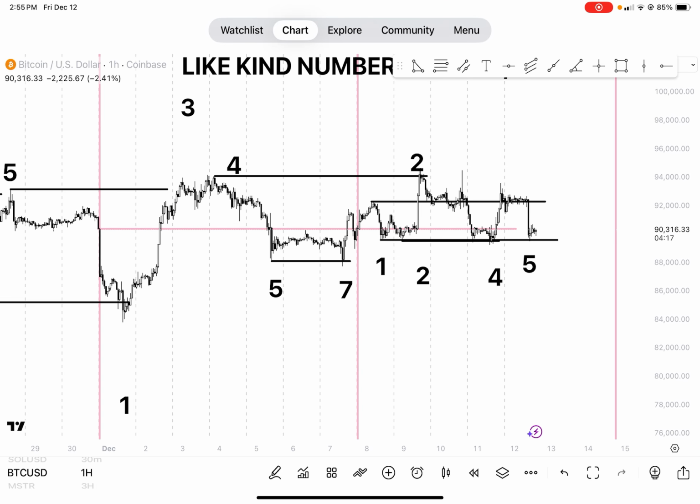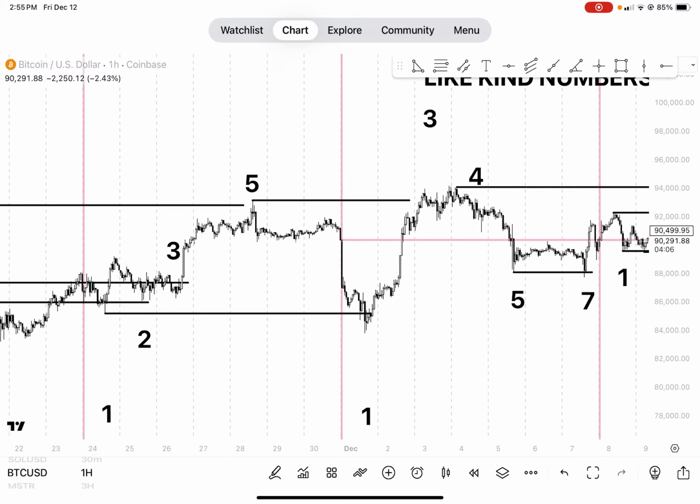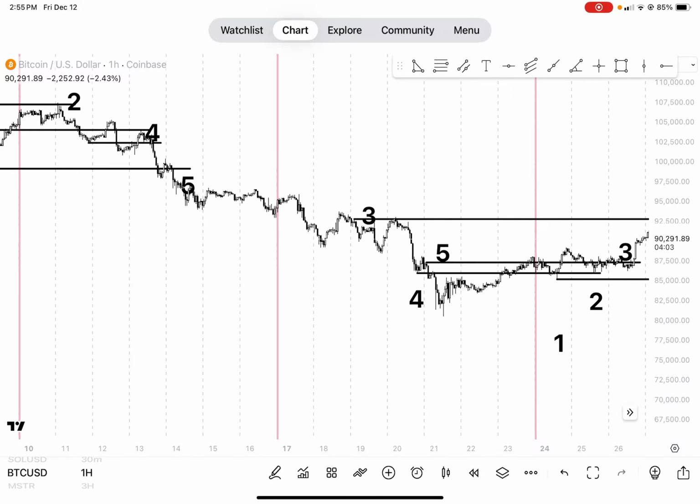So I'm going to start teaching you this right here. I'm going to go through several things and show you how this works. And then I'm going to start branching out into the higher time frame stuff and start making videos about that. But I've got to bring everybody up to speed at the same time.